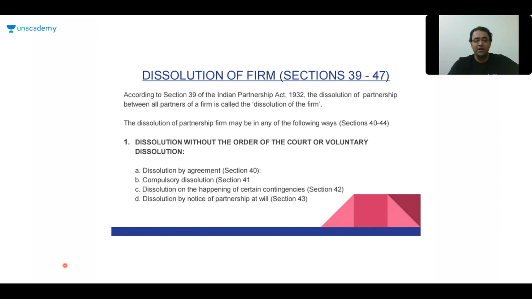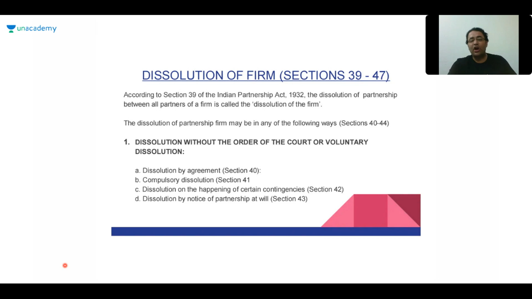Dissolution by agreement. It simply means when all the partners suddenly feel that the business is done or we no longer can work together, by agreement, they decide to dissolve the partnership firm. So that is called dissolution by agreement. Compulsory dissolution is when, by an action or an application made by one of the partners, it turns out that the business of the firm is unlawful, illegal, and there is misconduct or gross negligence, then the court can decide for compulsory dissolution of the firm. Or if it is a partnership for a particular purpose or for a particular duration, in that case, after the purpose or the duration is completed, the firm can be compulsorily dissolved.